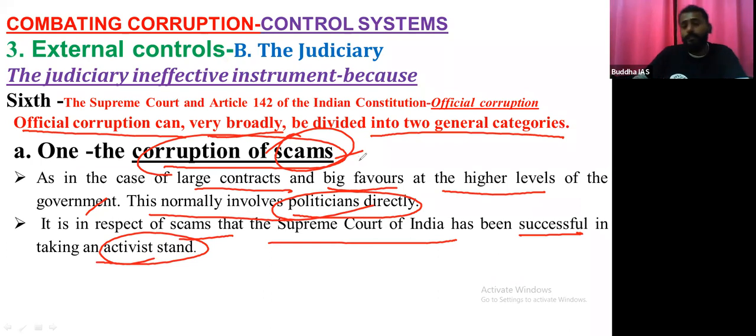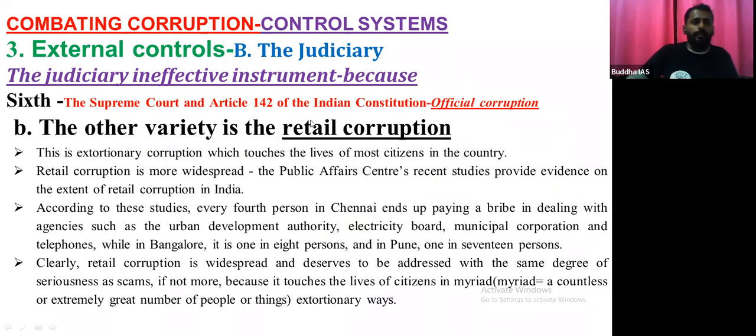The Supreme Court is in fact effective, but it is taking those cases which are of high magnitude, macroeconomic scale, where top politicians or top bureaucrats are involved. The second type, the other variety, is the retail corruption. This is extraordinary corruption that we have discussed with the title of coercive corruption, coercion, which touches the lives of most citizens in the country. The retail corruption is the most widespread.